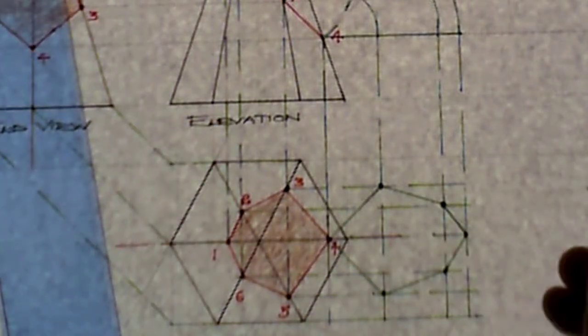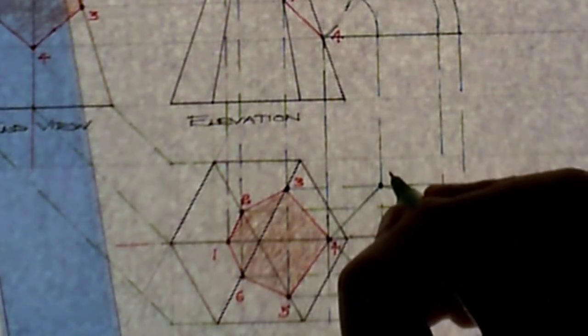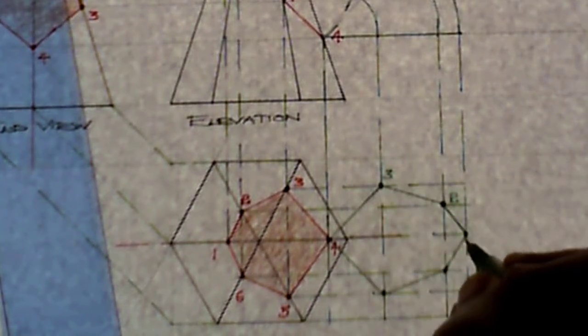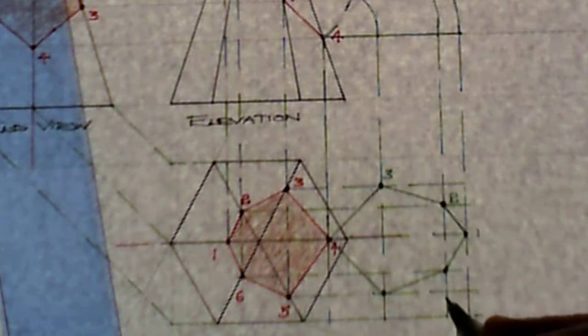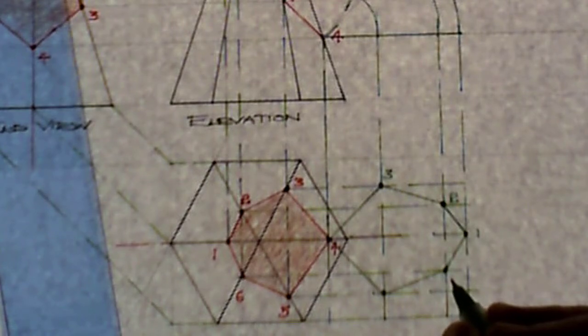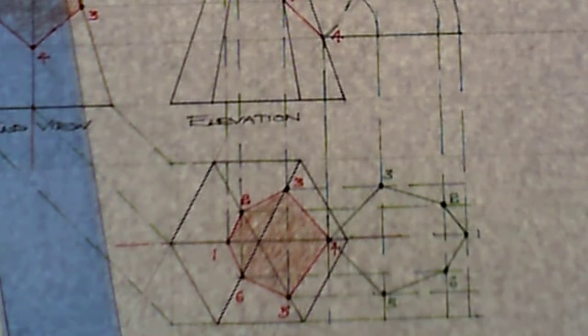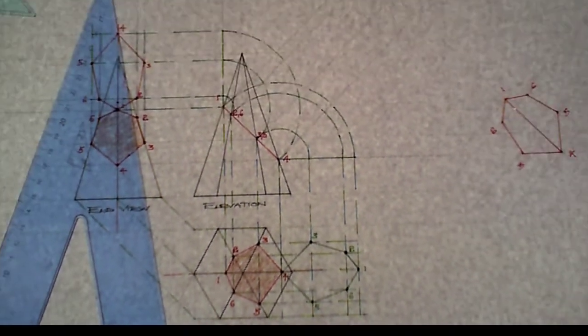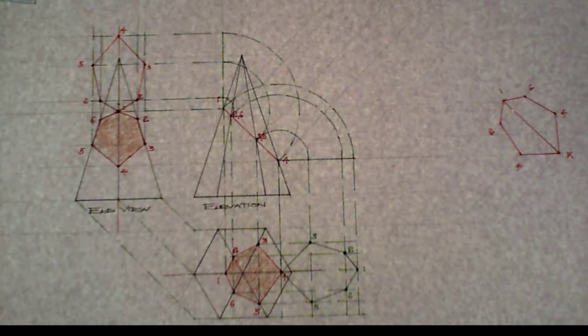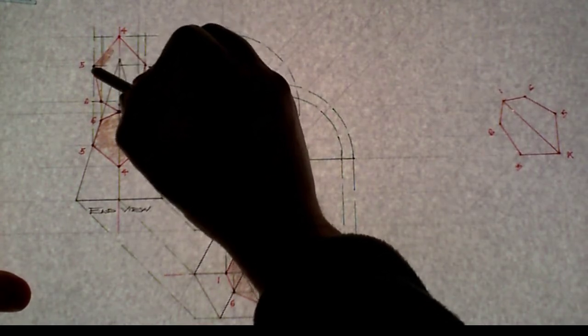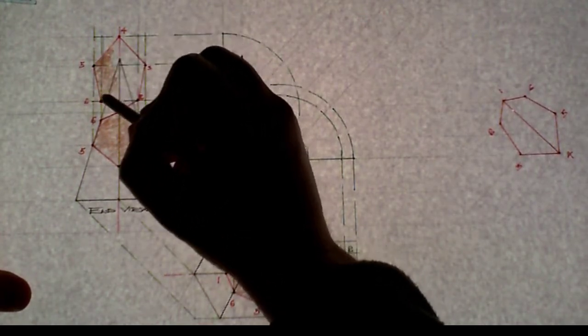So again, if I index these, this here is point 3, this here is point 2, and this here is point 1, point 5, point 6, and point 5, and then it goes back to point 4. Now, if I shade all of those in, again, I will use brown here. So that's a true shape here of the cut surface.